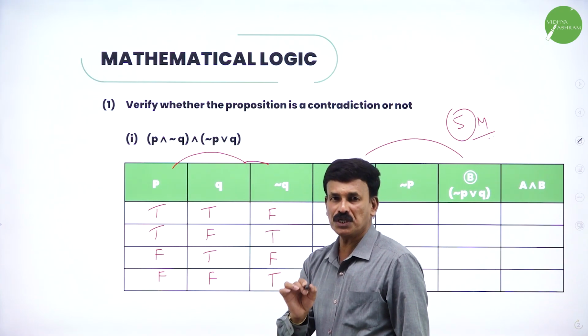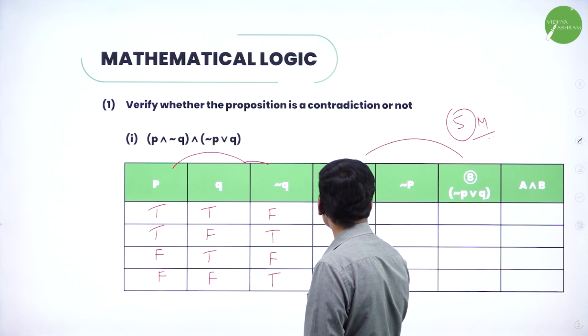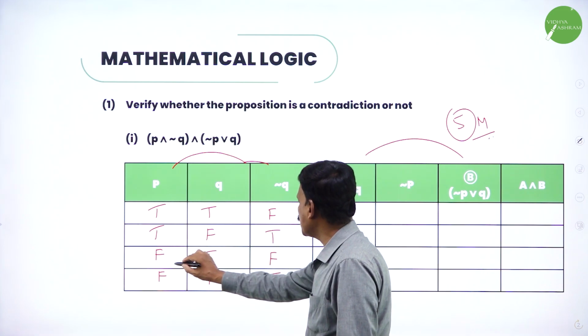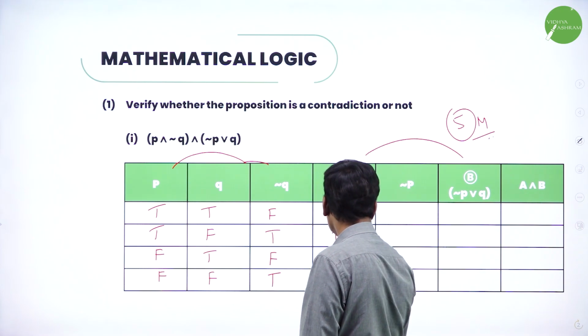Conjunction means true and true is true. In all other cases it is false. So true and false is false. Again true and true is true. Again false and false is also false. False and true is also false.